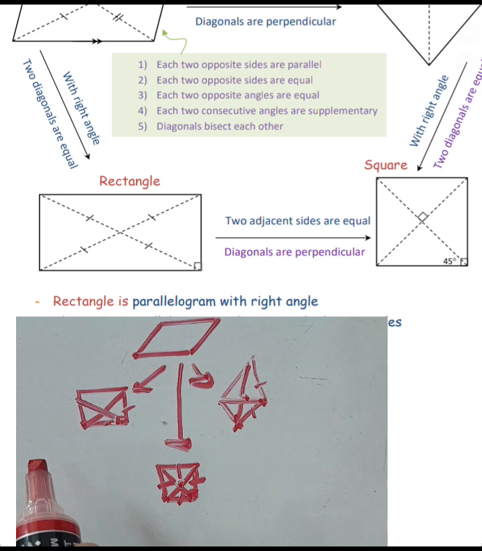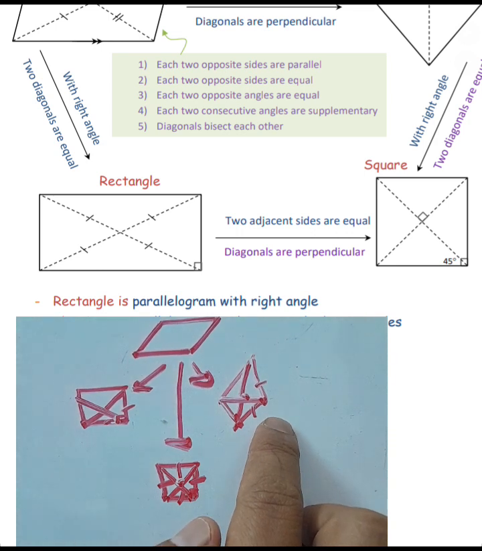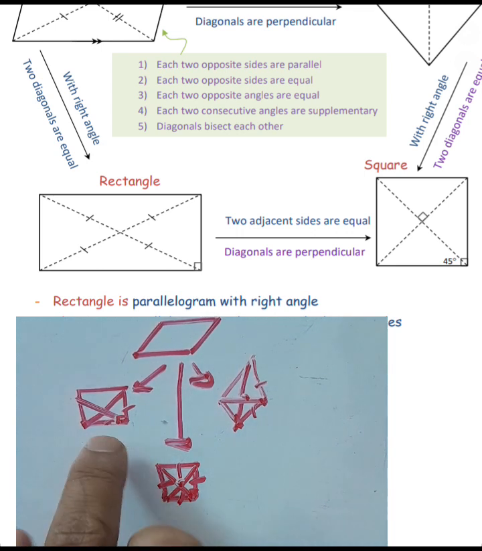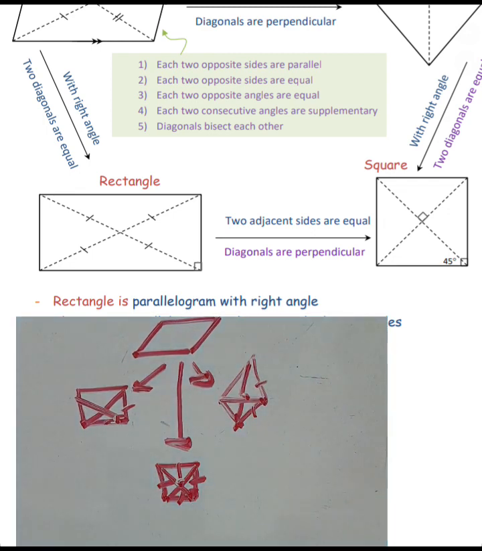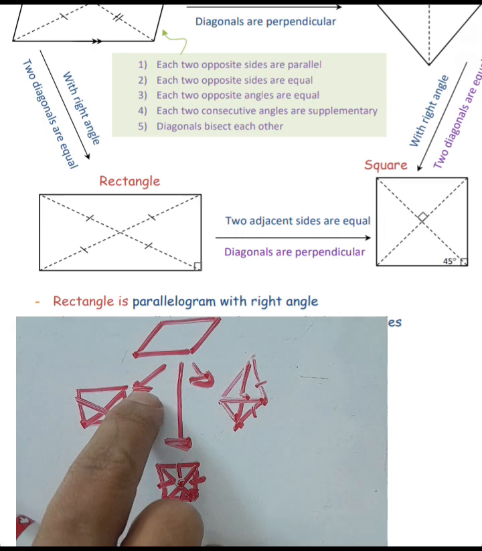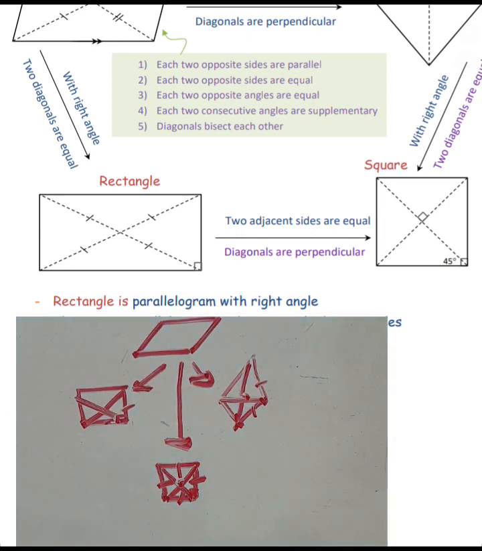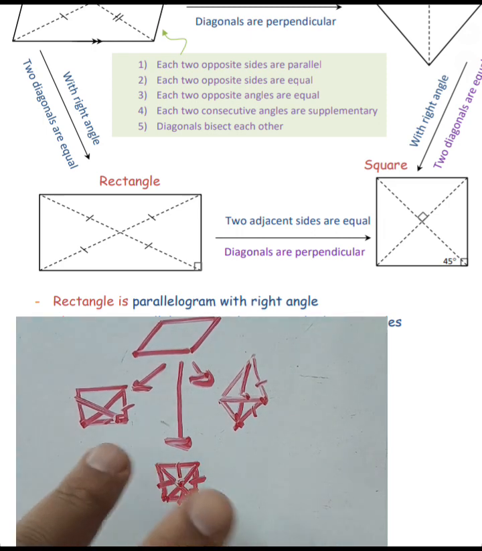Okay, understood? So we can say a square is a rhombus in which each angle equals 90 degrees, and we can call a square a rectangle. A square is a rectangle in which two adjacent sides are equal lengths. If two adjacent sides are equal lengths in a rectangle, then this figure will be a square. Convert from rectangle to square with two adjacent sides equal lengths. And we can call a square a parallelogram in which the two diagonals are perpendicular and equal lengths. We have two definitions to get a square.